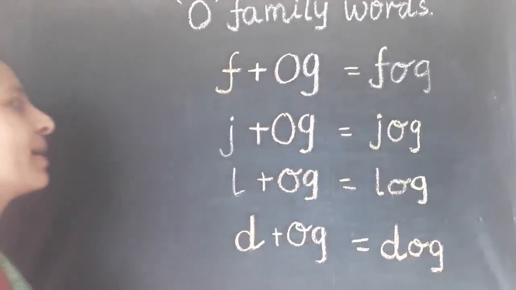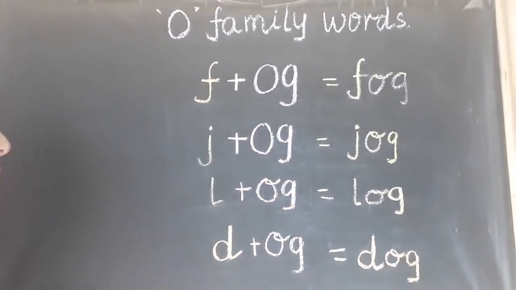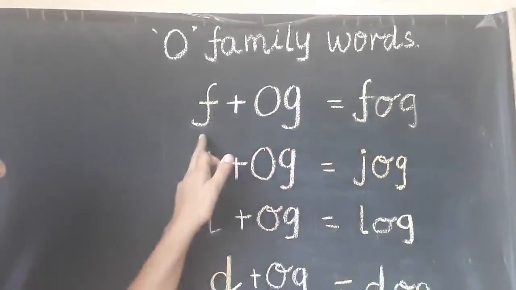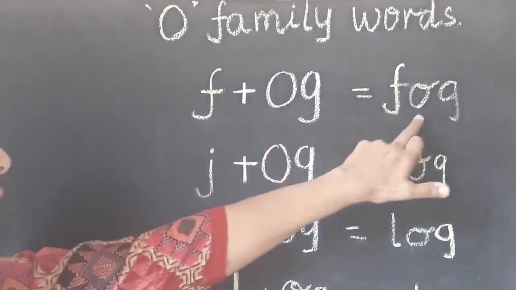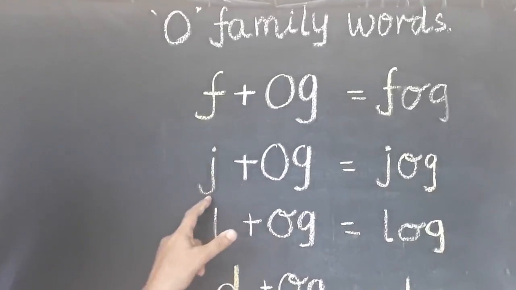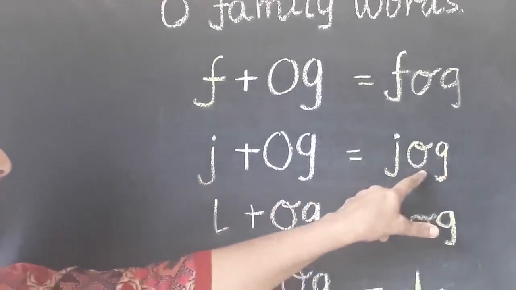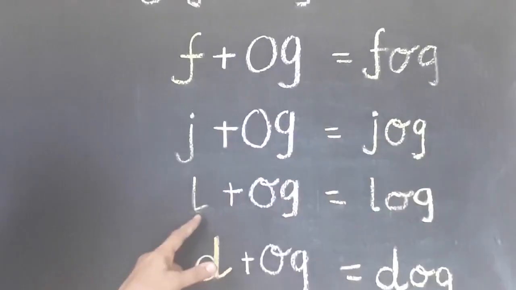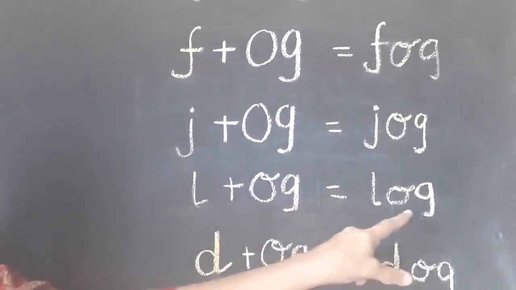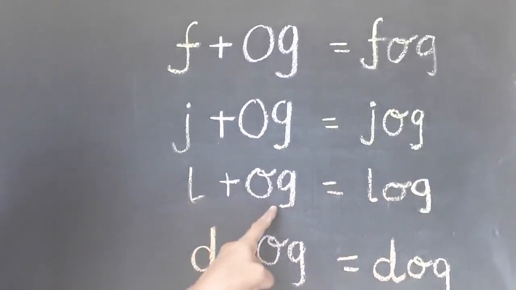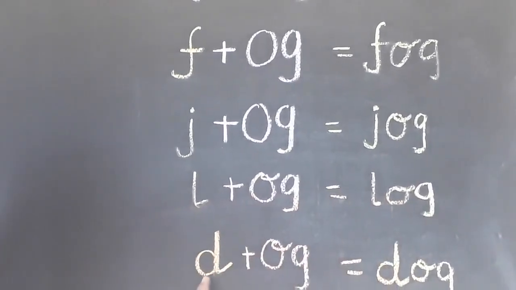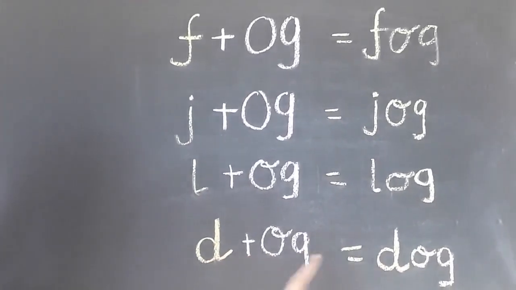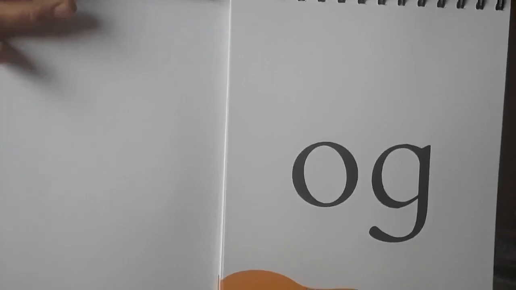So here you can see, everyone, we will read together. Fog, fog. Once again, fog, fog. Jog, jog. L-O-G, log. D-O-G, dog. D-O-G, dog. Let's play a game.